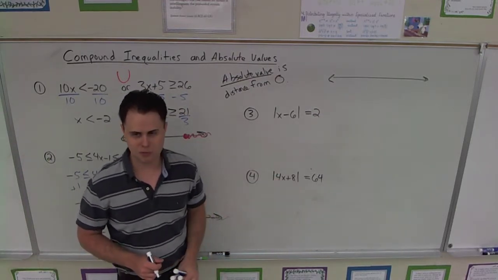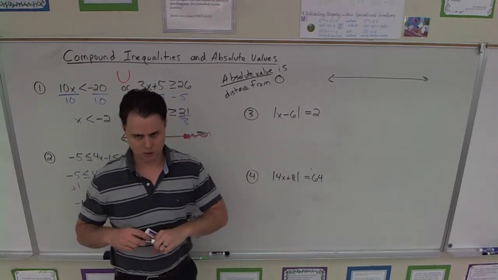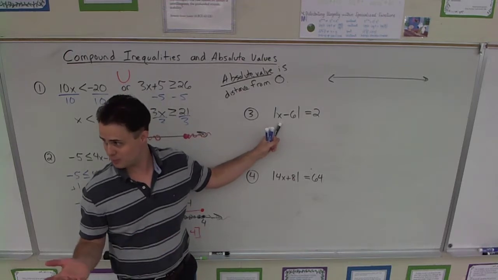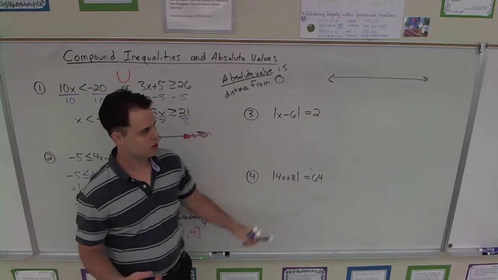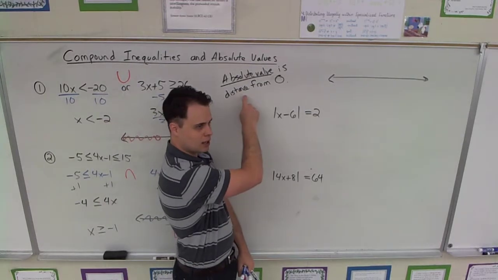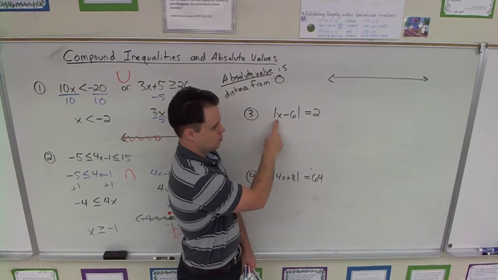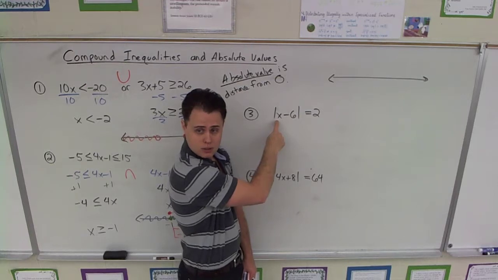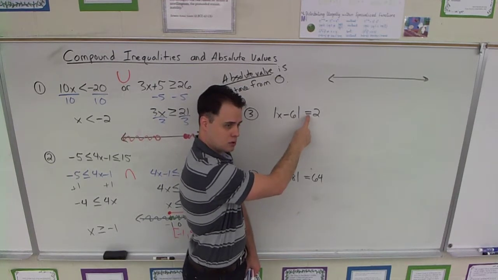So let's solve this one with a picture, theoretically, if you will. We're solving for what? X. We want to find the x's that satisfy the equation. What this says, using that idea, is the distance between what we want, x, and 6 is 2.